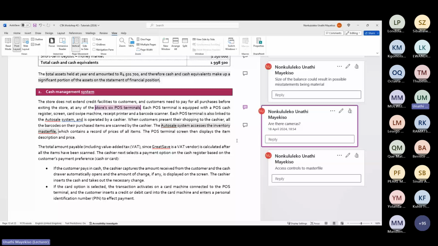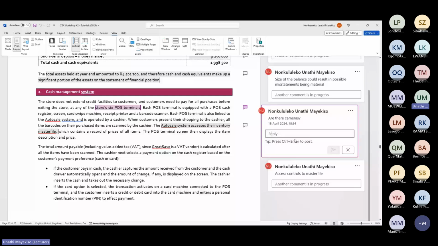Also, in this exchange somebody mentioned something about logging into the terminals. So what are the access controls in the terminals? Do they log in using a username and password? How do you know which cashier is actually operating the till at that point in time?